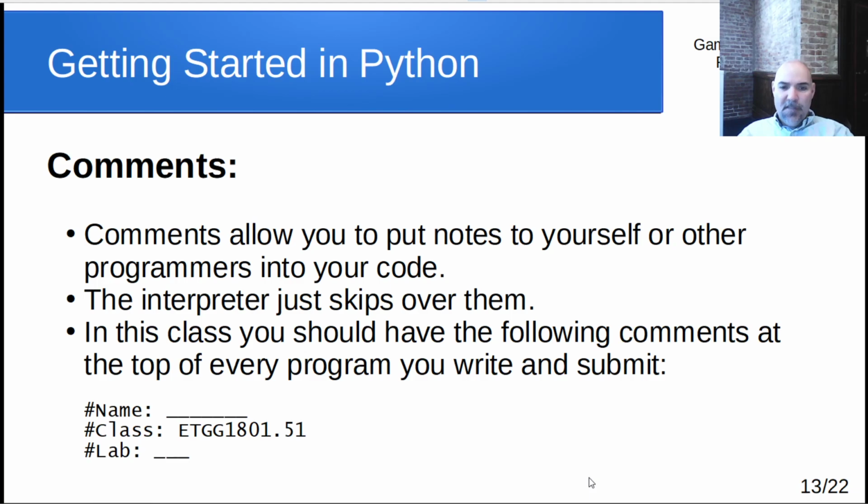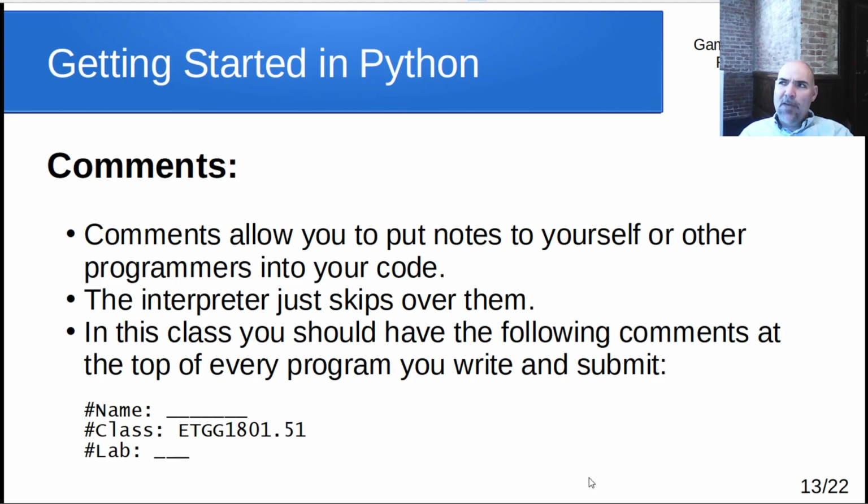And in this class, you should have comments at the top of every program you write and submit. At a minimum, they need to be your name, so you wouldn't put underscores there, you'd fill in your name, the actual class and section. So this would be ETGG1801, section 51. And then what lab number it is. So for example, if you're turning in code for lab 3, you'd put 3.